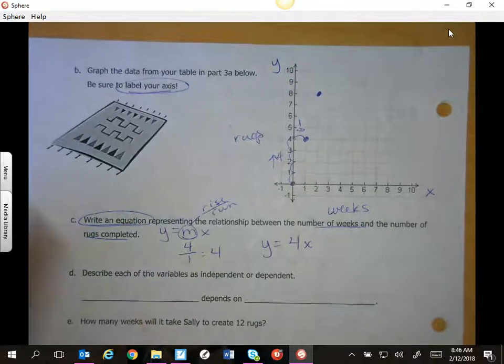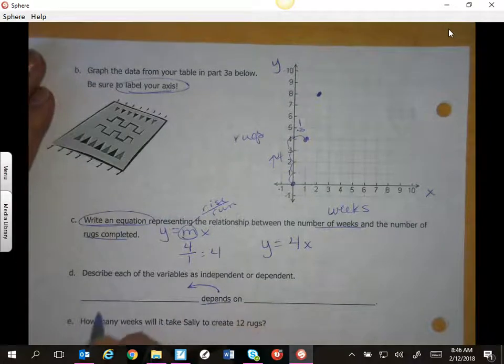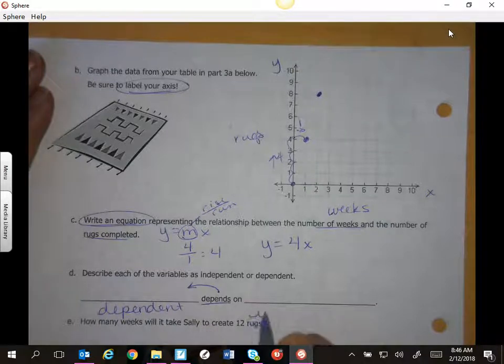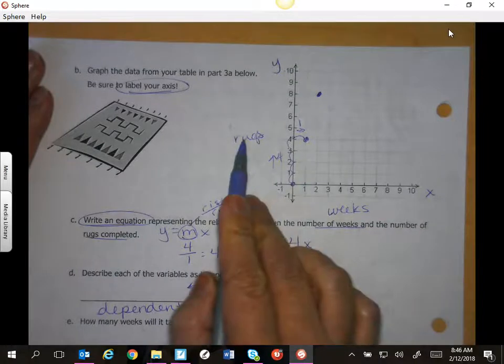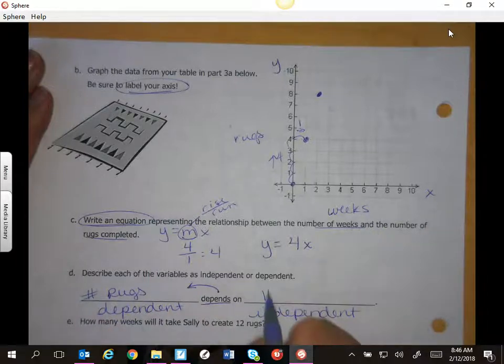Describe each of the variables as independent or dependent. So remember, when we write our dependent sentence, the dependent variable depends on the independent variable. So we said the number of rugs depends on the number of weeks.